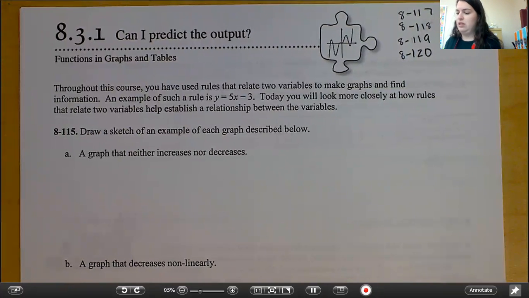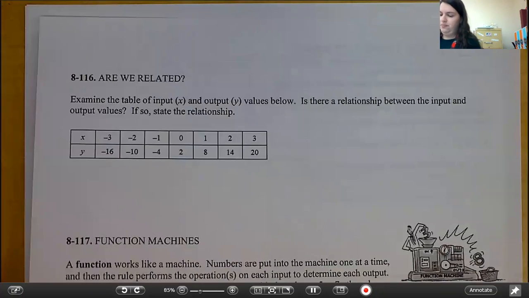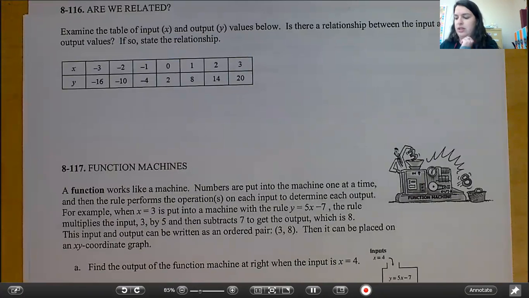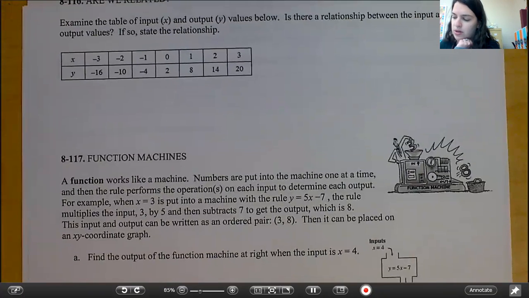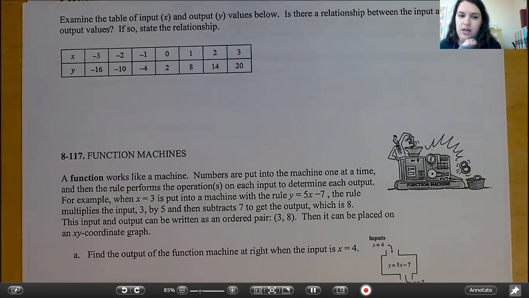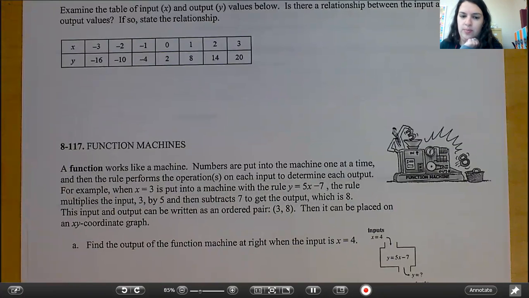So starting at 117, function machines. A function works like a machine. Numbers are put into the machine one at a time, and then the rule performs the operation or operations on each input to determine each output. For example, when x equals 3 is put into the machine with the rule y equals 5x minus 7, the rule multiplies the input 3 by 5 and subtracts 7 to get the output, which is 8. The input and output can be written as an ordered pair (3, 8). Then it can be placed on an xy coordinate graph.